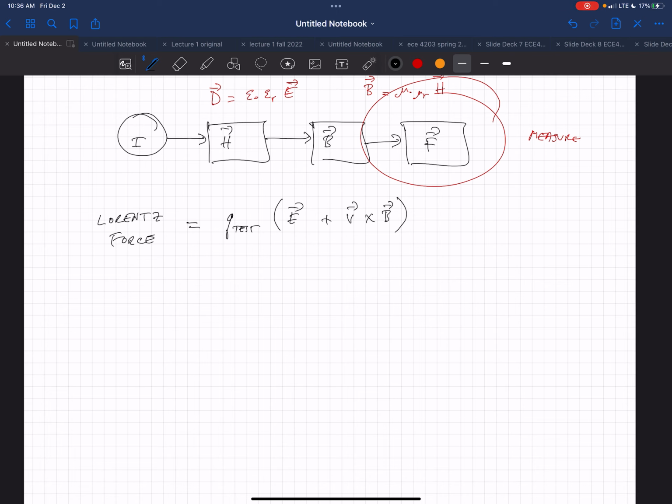All right, I always hate magnetic fields. I don't know why, because of this cross thing. I always have to keep track of this crap.